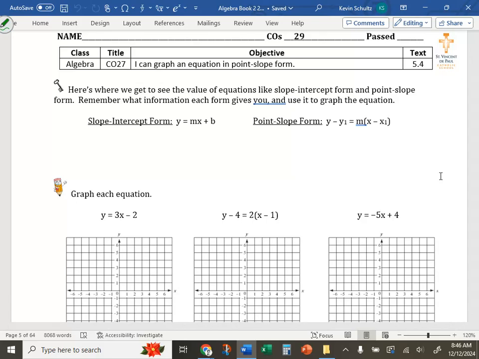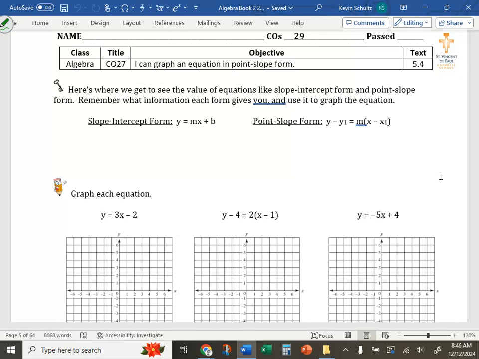So we have two equations that we have learned. Three actually, if you include standard form. The standard form isn't really easily graphable. Slope-intercept form and point slope form both are, because they give you an ordered pair, and then more importantly, they each give you the slope.